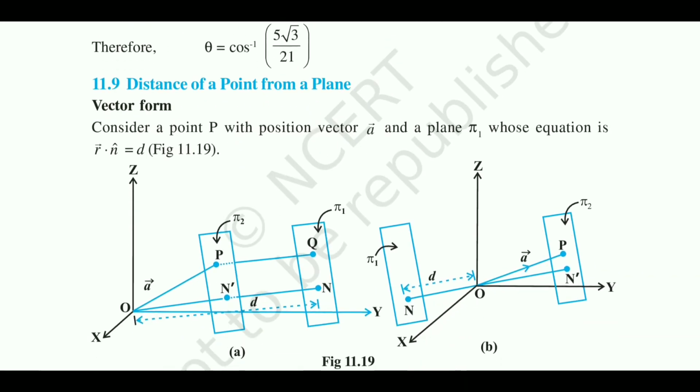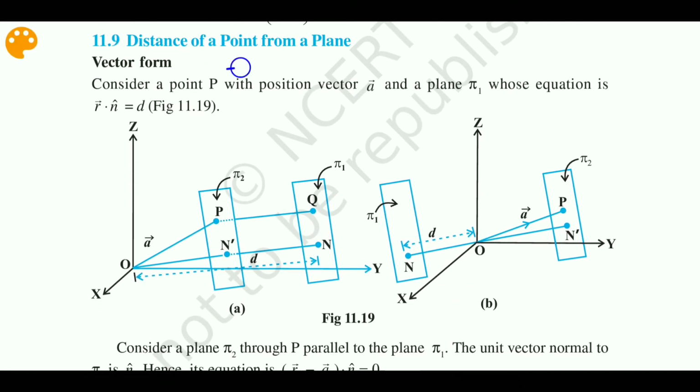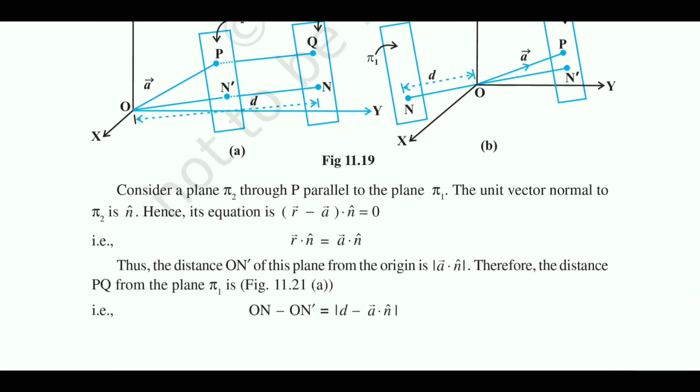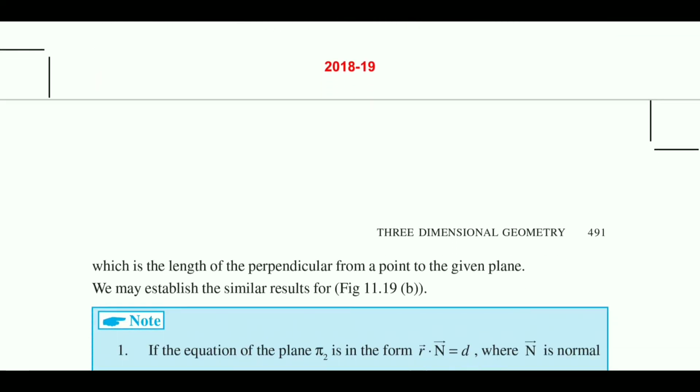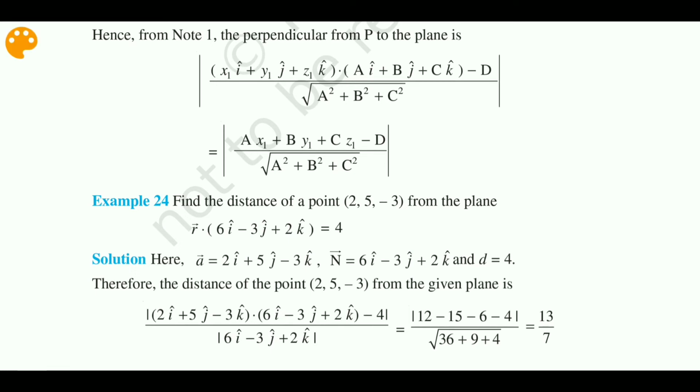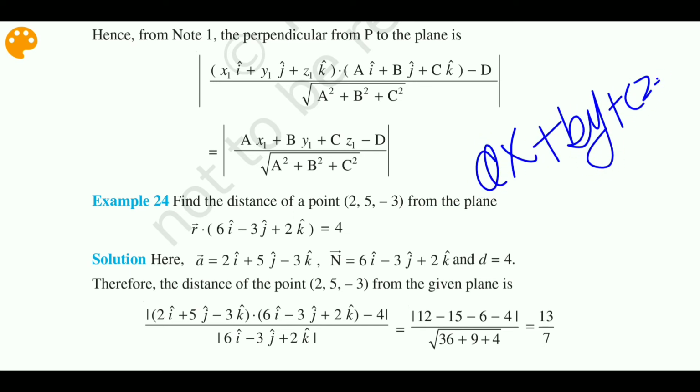Then the next type of question: distance of a point from a given plane. You may be given a point, let us suppose P Q R, and you need to find its distance from a given plane, which is given in the form ax plus by plus cz equals d. Then how will you proceed? This is the formula. The plane is ax plus by plus cz minus d equals 0.